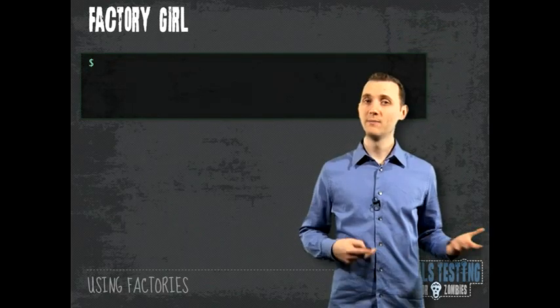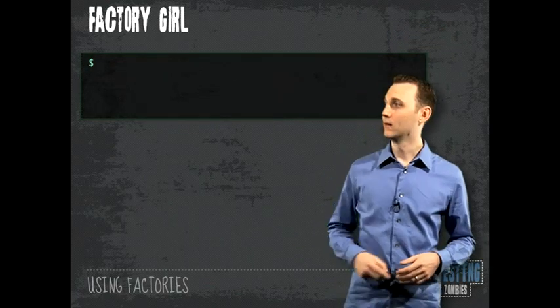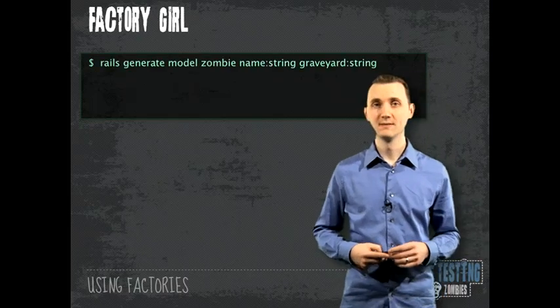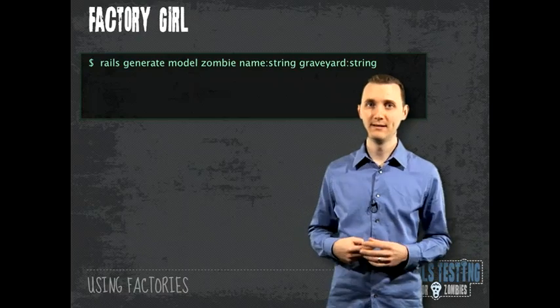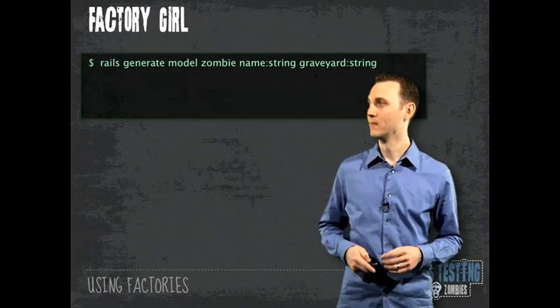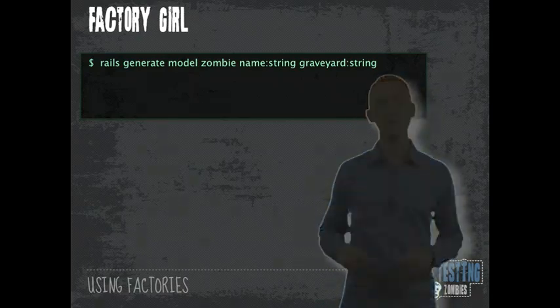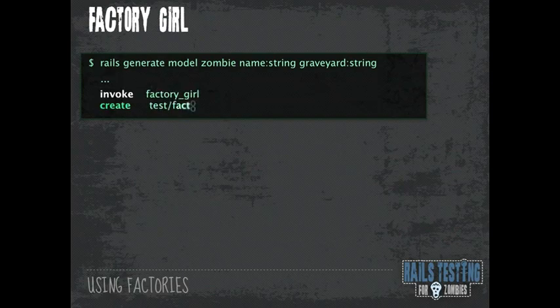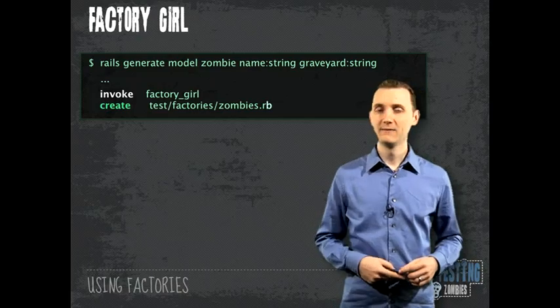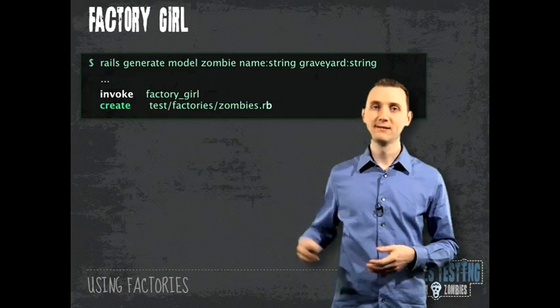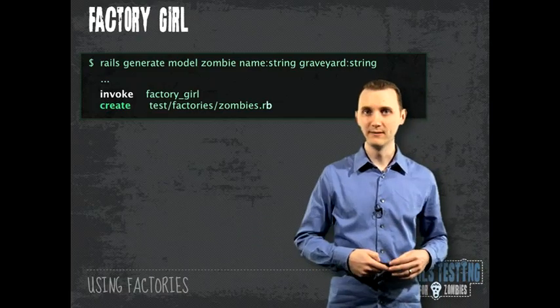So let's see what running that model generator might look like. Here, we'll say rails generate model zombie. On the command line, we'll say that a zombie has a name and a graveyard, both of which are strings. And if you look closely in the generator, you'll see that it actually invokes Factory Girl. It will create a new file for you at test/factories/zombies. It's the pluralized form of the model name that you gave it.